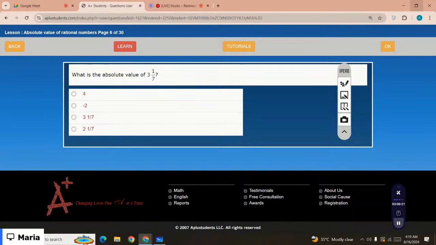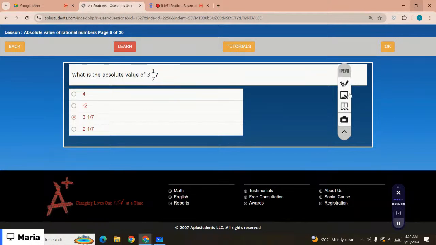What is the absolute value of 3 whole 1 over 7? The correct option is option number 3. That is 3 whole 1 over 7.